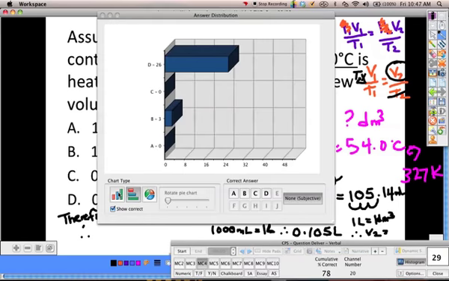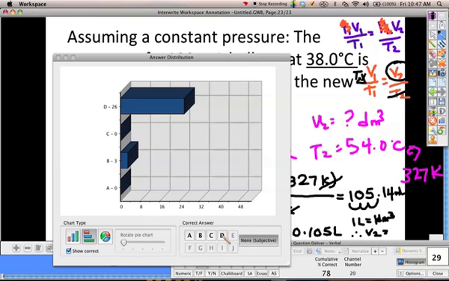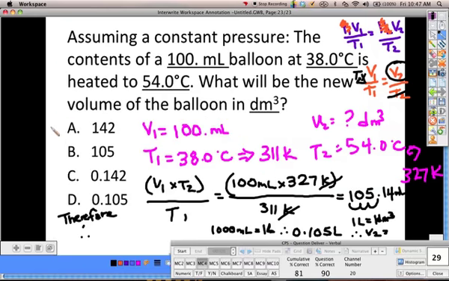Okay, let's see how we did. The majority of you are saying D. And that is what I got as well. Good. What questions do you all have? Get that one move out of the way.